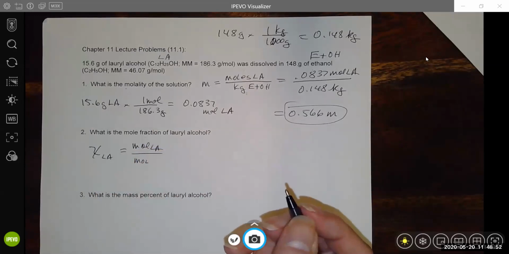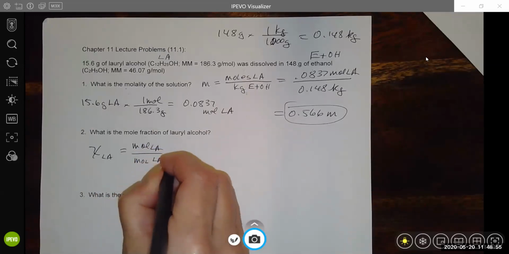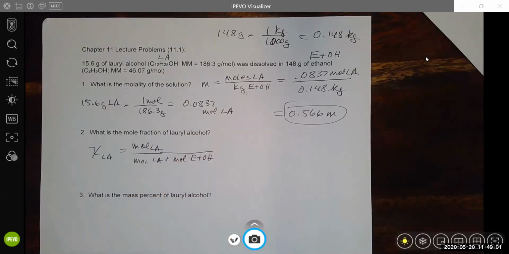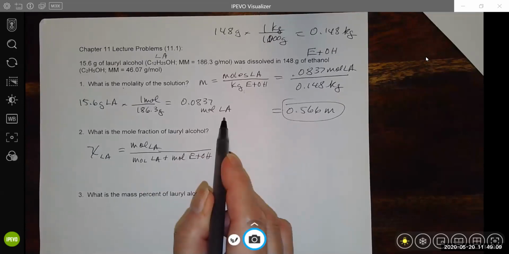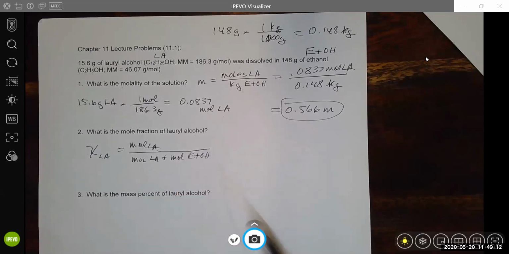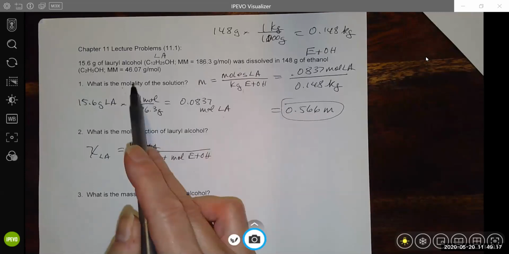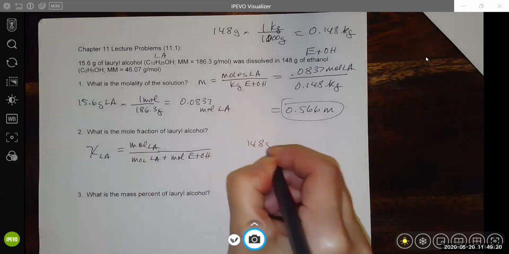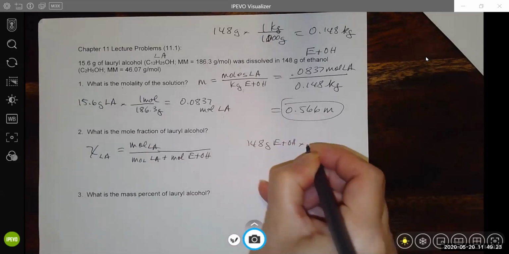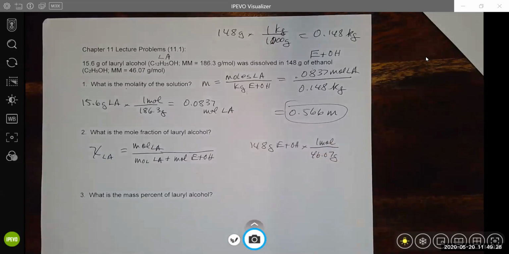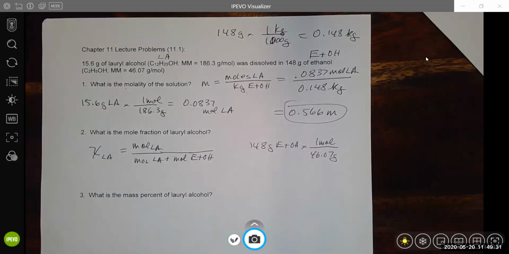The total moles are going to be moles of lauryl alcohol plus my moles of ethanol. If I had 4 things, I would have to add them up, just like you did in the gas law problems where you'd have to have the total. So I already have moles of lauryl alcohol from this step. But now I need my moles of ethanol. So I know it's grams and I know its molar mass. That comes out to 3.21.